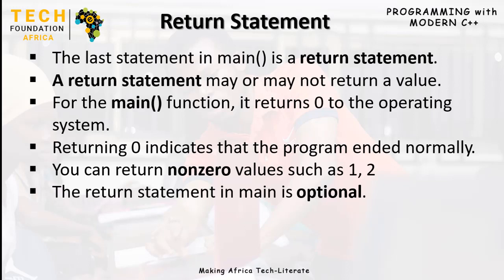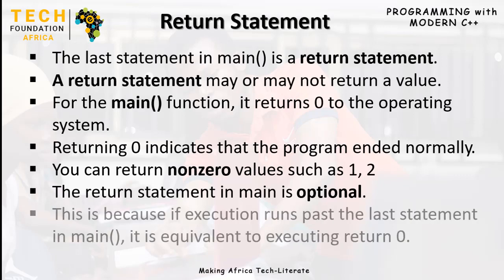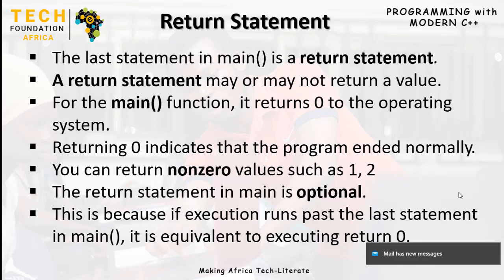The return statement in the main is optional, so you could actually omit it. This is because if execution runs past the last statement in the main, it is equivalent to returning 0. But please, one thing I want you to note is that it is only the main function where omitting the return statement is equal to returning 0. Any other function with a return type like int always has to end with an explicit return statement. Okay, so take note of this.